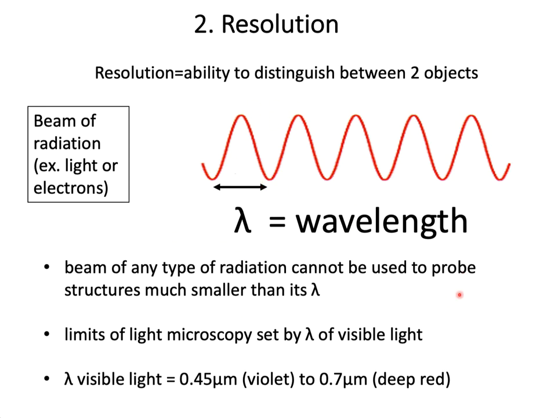The resolution depends on the wavelength of the beam of radiation you are using. A beam cannot be used to probe structures smaller than the wavelength. So light microscopy limits are set by the wavelengths of visible light, which is in the range of 0.4 microns for violet to 0.7 microns for deep red light. So light microscopy cannot be used to probe structures with a distance of less than 0.45 microns between them. I will elaborate so you can fully understand that concept.